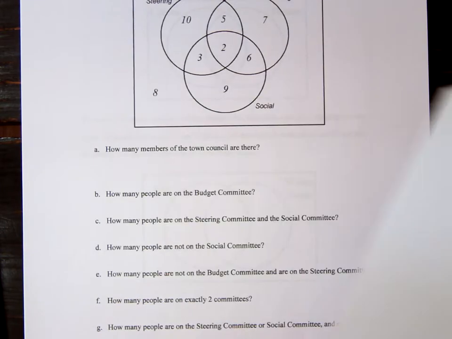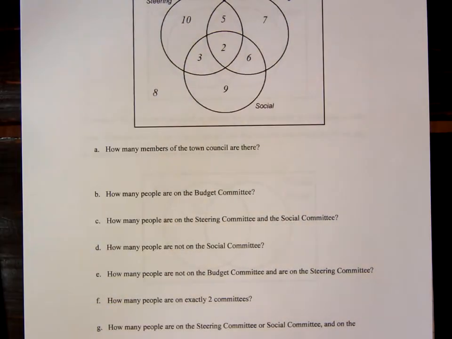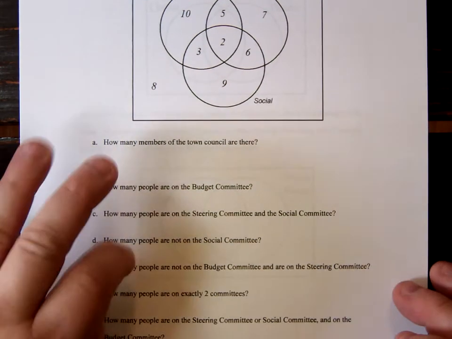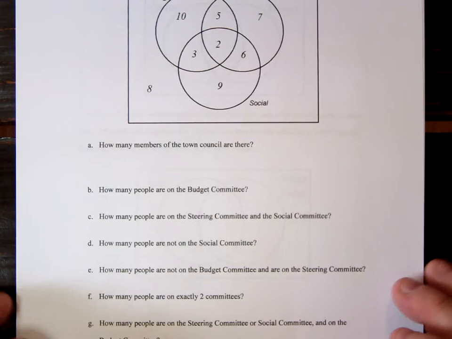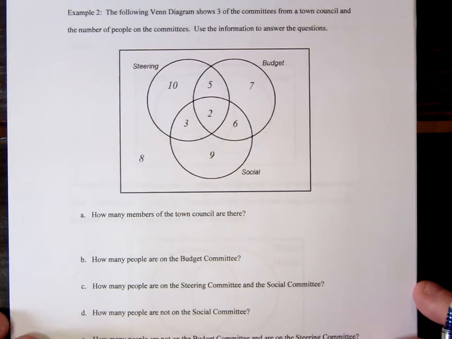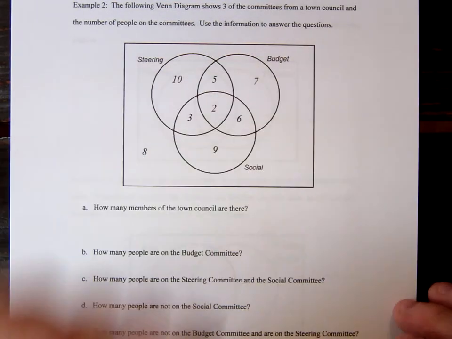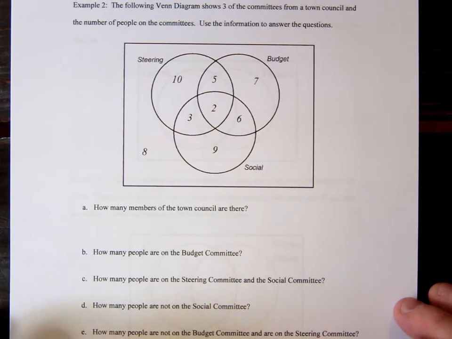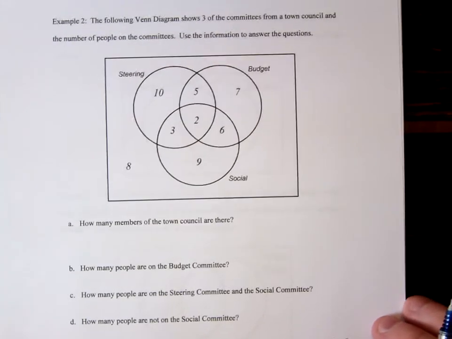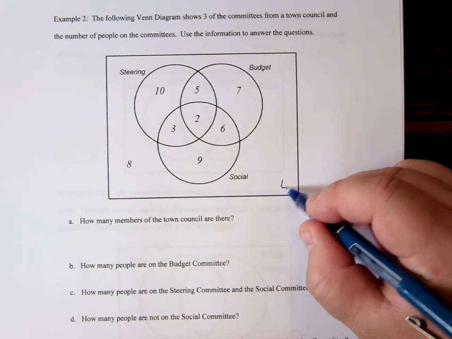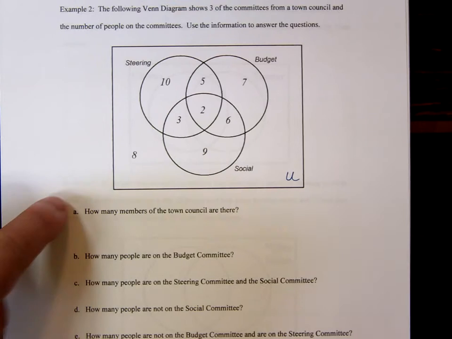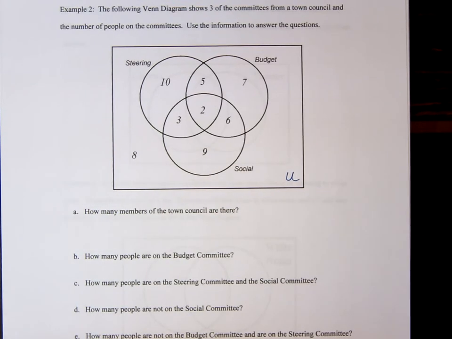So you've probably already got a grip on this part. Try answering the questions. This is a Venn diagram. There are 3 committees on the town council: steering committee, budget committee, social committee. 8 people on the outside for the universal set. So see if you can answer those questions before I do. Go ahead and pause and come back and see how you did.